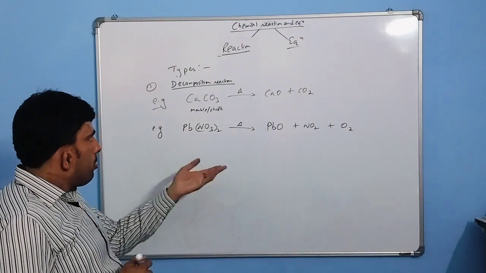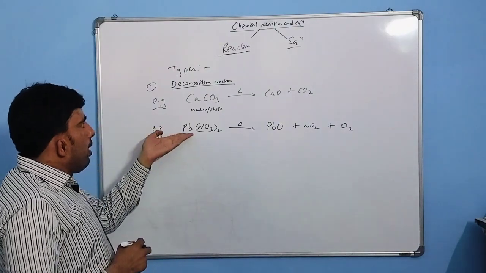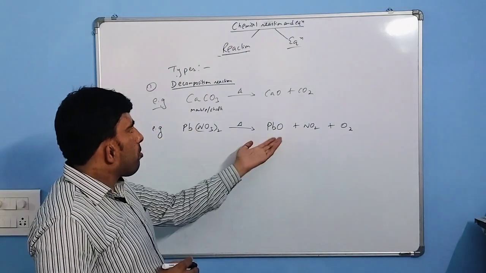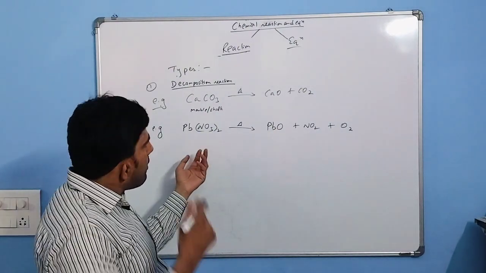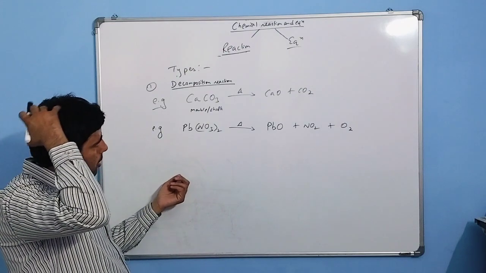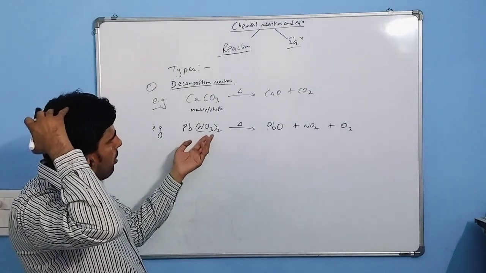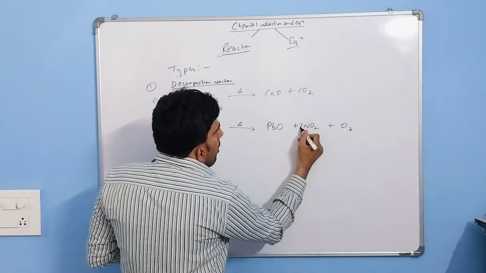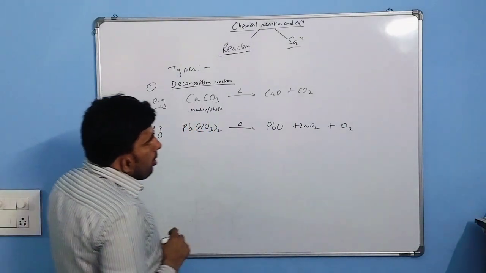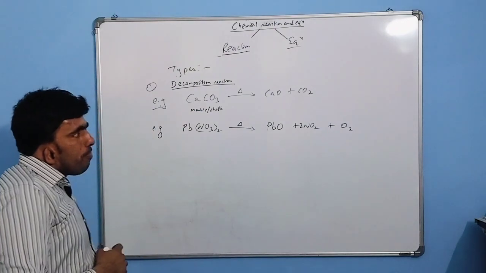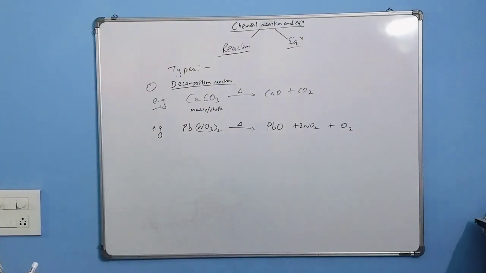Now if you want to balance, you can balance here. Lead atom is 1 here, and also on the right hand side. But what happens is with oxygen. First of all, 2 is there, so I can write 2 nitrogen, but we have oxygen as 6. So we need to balance it also.